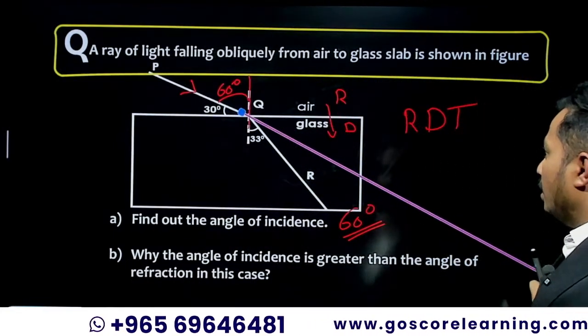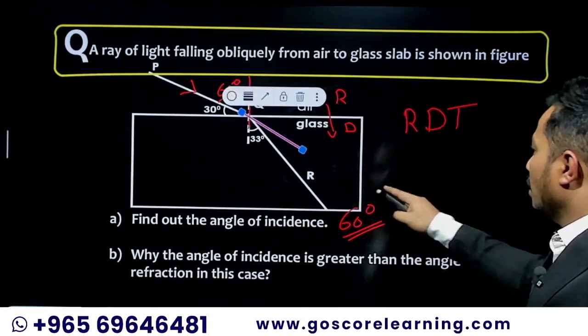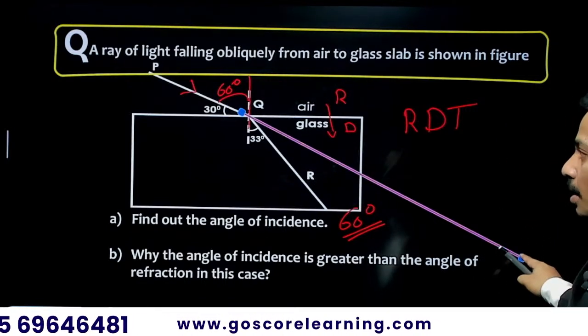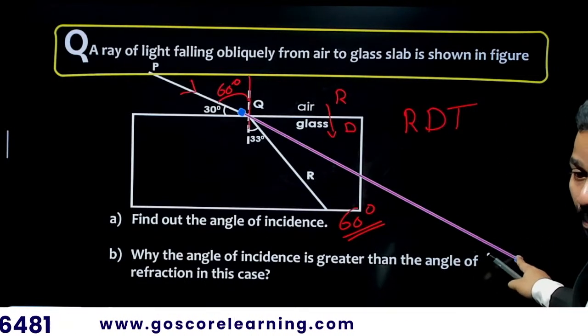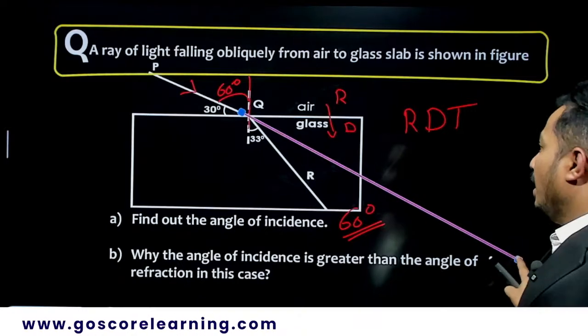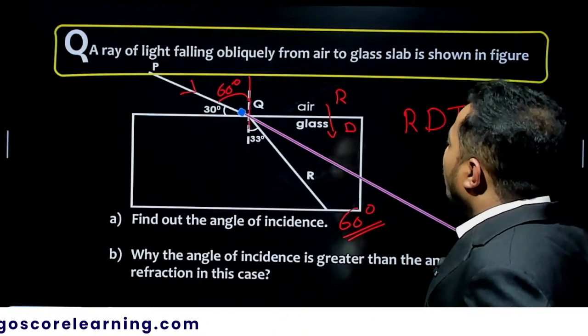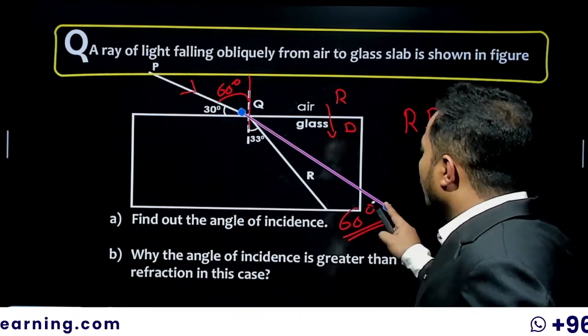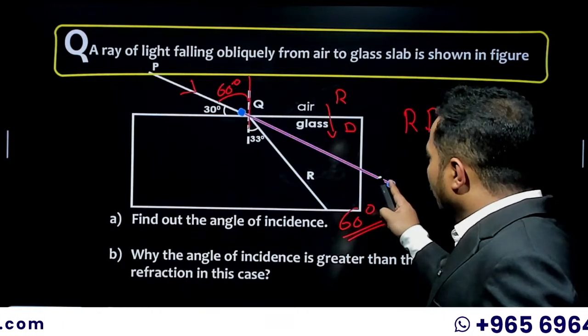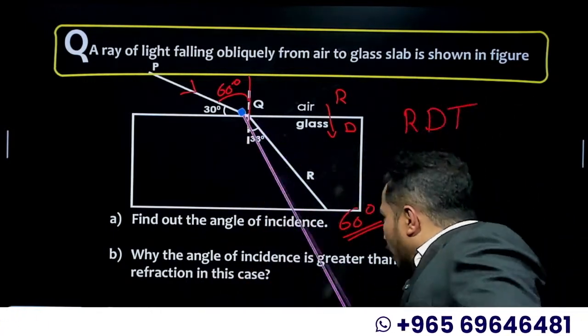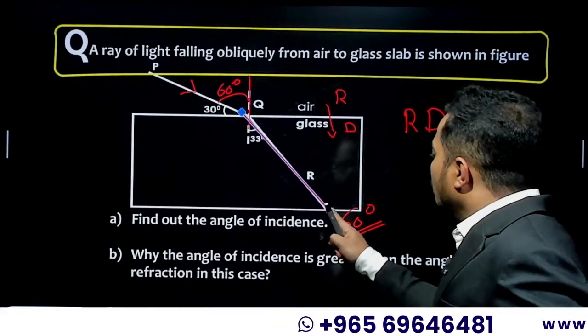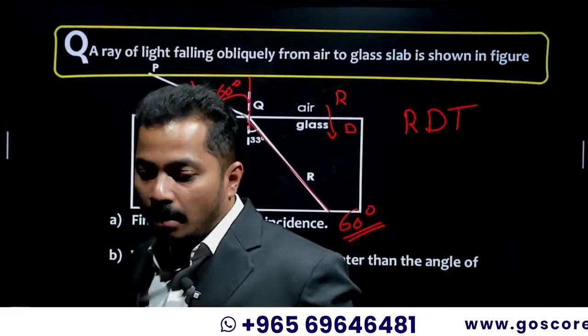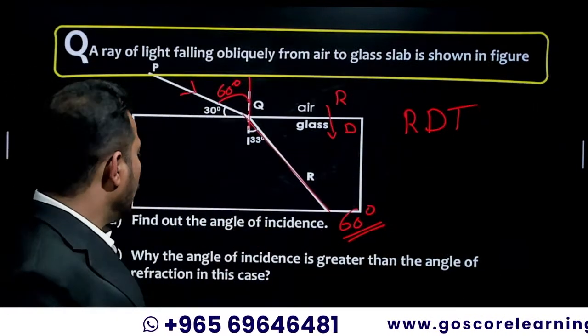If there is no medium interface, it will go like this. But as there is separation between two mediums, air and glass, RDT here, it deviates a little towards the normal. Normal is here, right? Towards the normal it is bent. So as it is deviating towards the normal, angle of refraction is less. So you can write the answer for this question.